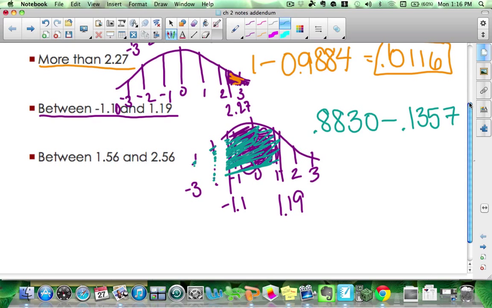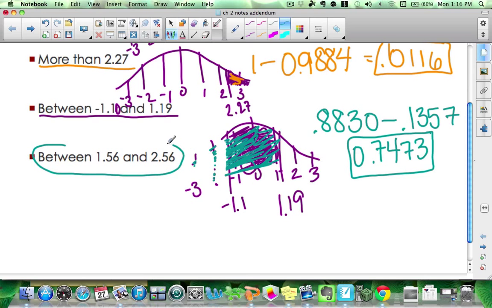And what you're going to do is subtract those two areas, because I want the area between negative 1.1 and positive 1.19. So when you subtract those two, you should get 0.7473. And that's it. That's your answer. Hopefully that was clear enough. I'd like you to pause the video and do this last one without me. And then when you unpause, I'll go over it.